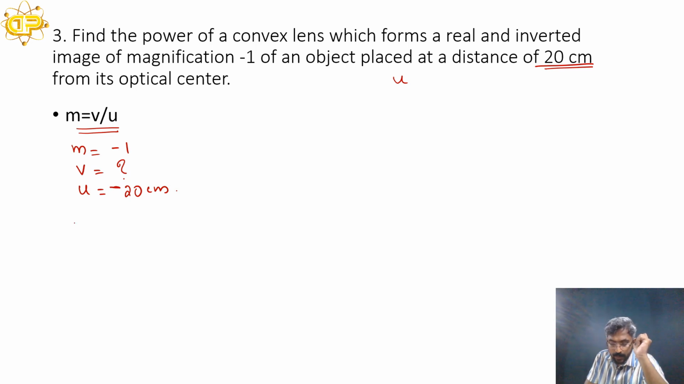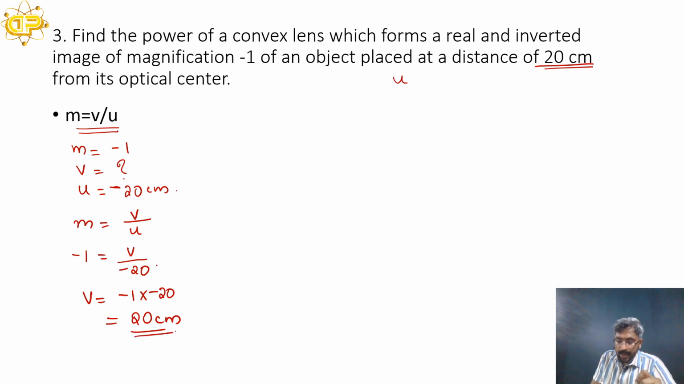So let us see. m is equal to v by u, and from there -1 is equal to v by -20. So v is equal to -1 into -20, that is equal to 20 centimeter. The thing is that v and u are both 20 centimeter. So at which position should you keep the object to get the same distance as your image distance?